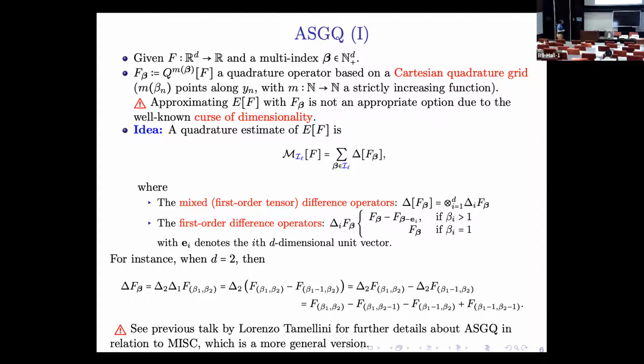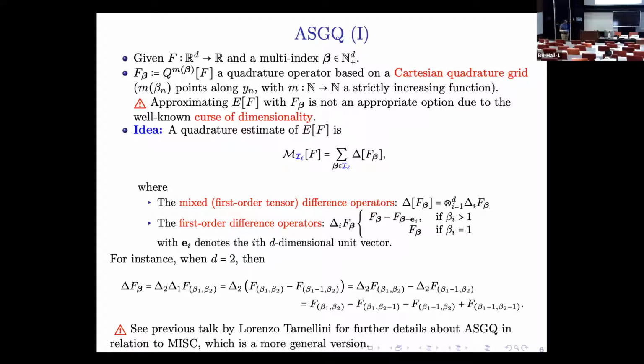Let's say that you have a certain d-dimensional function and the multi-index beta, and you want to approximate its expectation. The naive approach is to apply the Cartesian quadrature operator. And then, as you know, this will be affected by what is called the curse of dimensionality. The idea is to come up with a better estimator in terms of constructing a certain set of indices, IL, such that you overcome that curse of dimensionality issue.